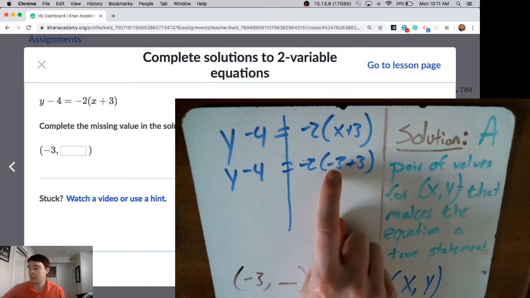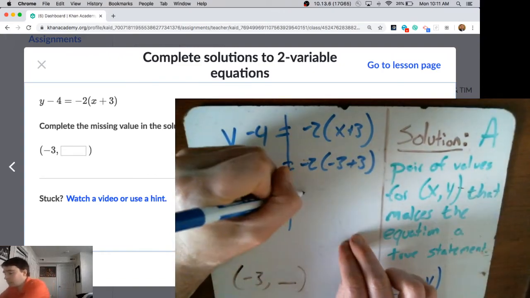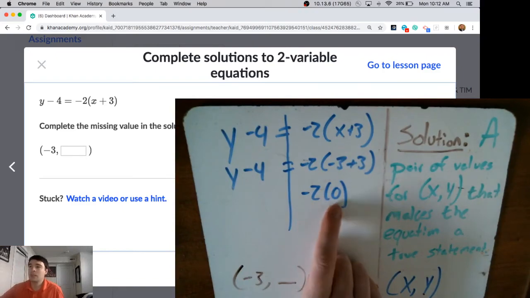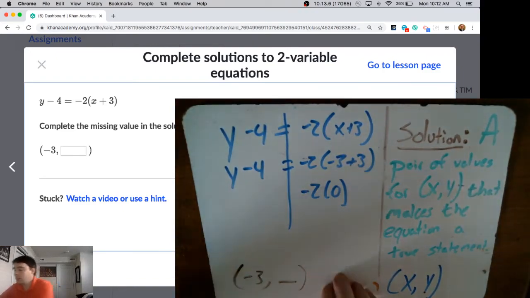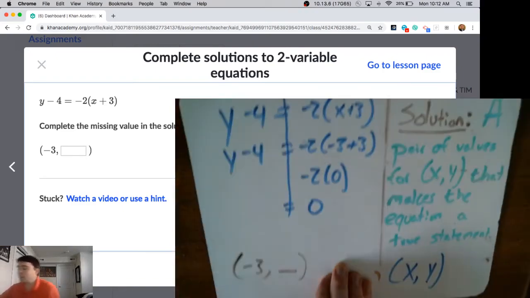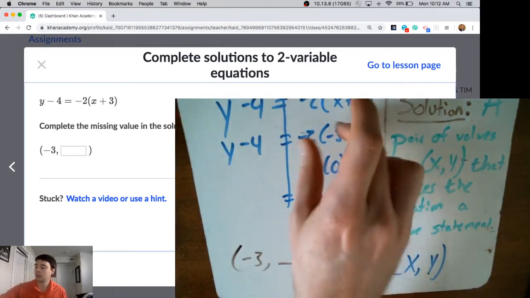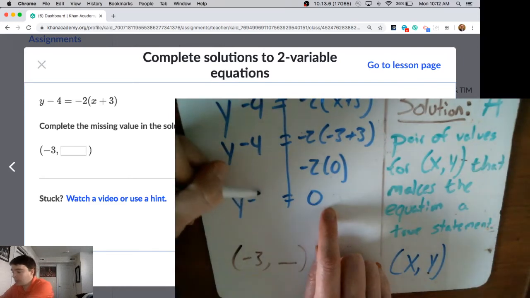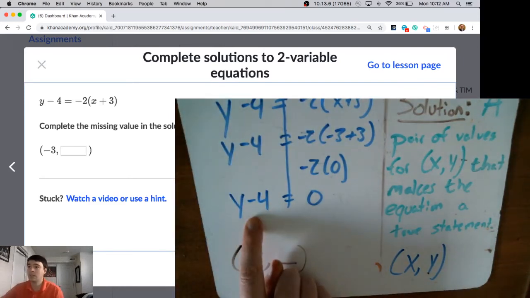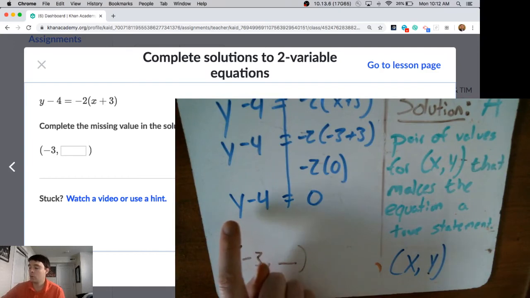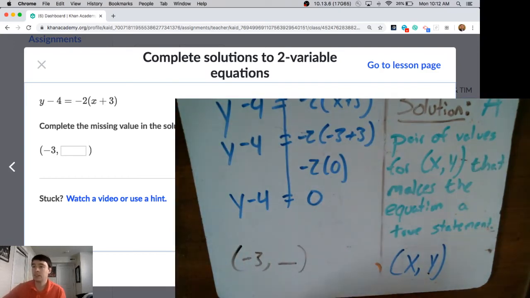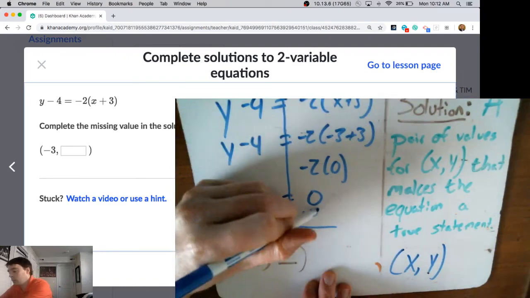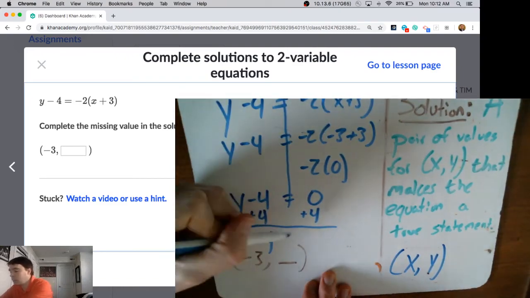Over here on the right side, I know -3 plus 3 makes nothing. And I know -2 times 0, I know 0 times anything is going to give me 0. So this equation, when I plugged in a -3 for x, the right side simplifies down to make 0. The left side says y minus 4 still. I haven't changed that at all. And if I don't know what number minus 4 is equal to 0, I could add 4 to cancel out the -4. And that tells me what some of you are already yelling at home.